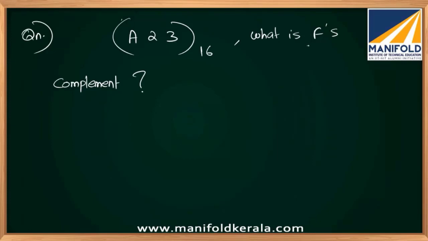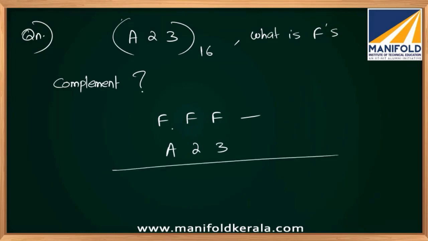And how to get the F's complement of this number? Please understand, this is the R minus 1's complement, and getting the R minus 1's complement is very easy. This is your number, A, 2, 3. Subtract it from F, F, F, or just take the individual F's complement. Subtract this number from F, F, F minus A, 2, 3. That is, subtract 3 from F, subtract 2 from F, subtract A from F, and you have to do a hexadecimal subtraction. So what will you get?